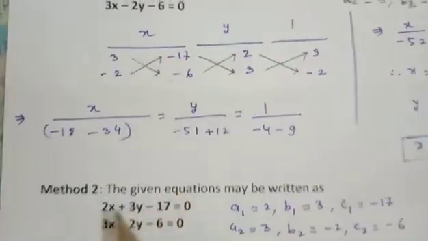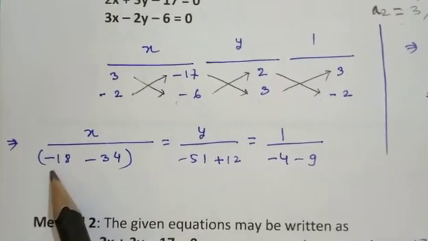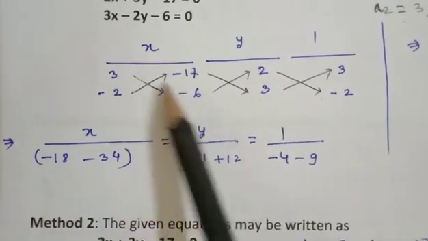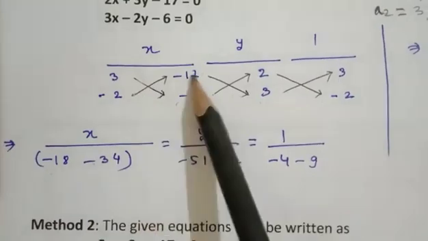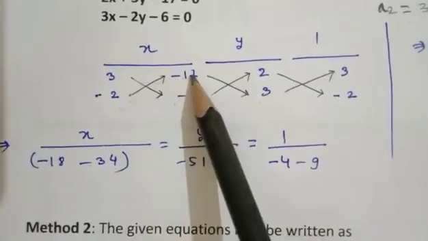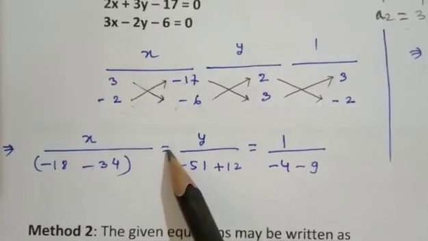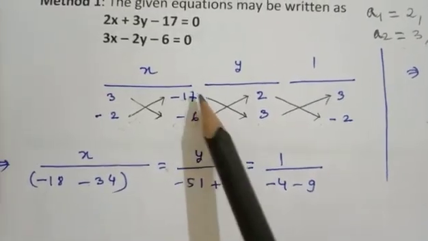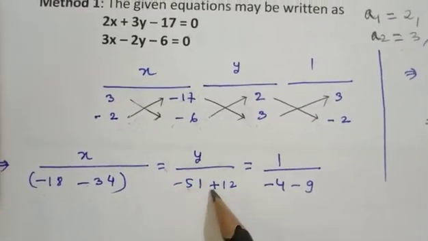So if you look at the method here, x whole divided by minus 18, that is the multiplication of this, minus 34, the product of these two. Here comes an equal to sign, then y divided by minus 51 plus 12.